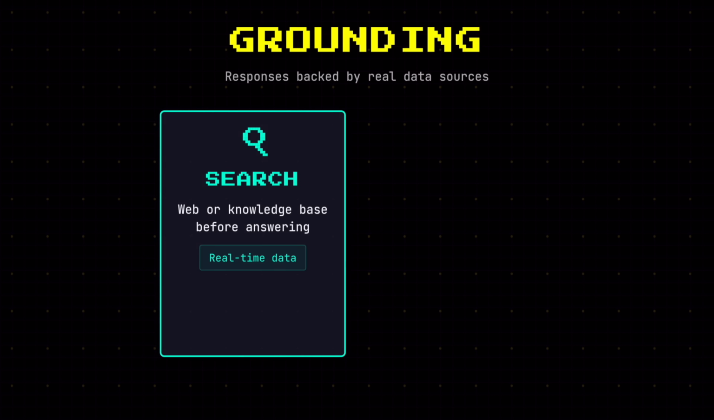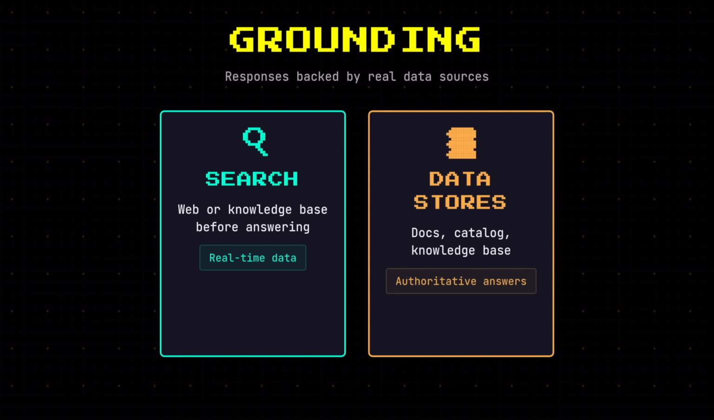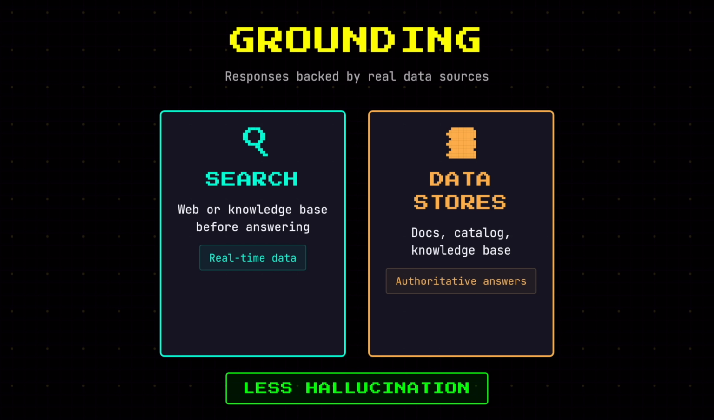One of Google's key contributions is the concept of grounding: connecting agent responses to verifiable data sources instead of relying solely on the model's training data. Two approaches. Grounding with search: the agent searches the web or a knowledge base before answering, so its response is based on real data. Grounding with data stores: the agent queries a specific data set, your company's documents, a product catalog, a knowledge base, to base its answers on authoritative sources. This directly addresses the hallucination problem. A grounded agent is less likely to make things up because it's citing real sources.